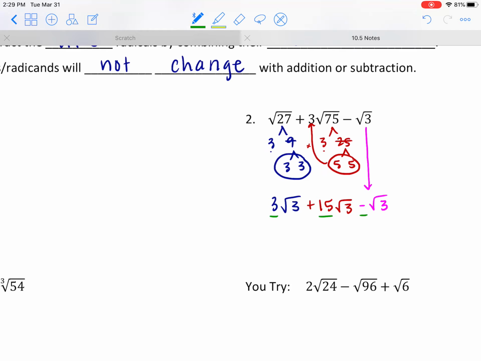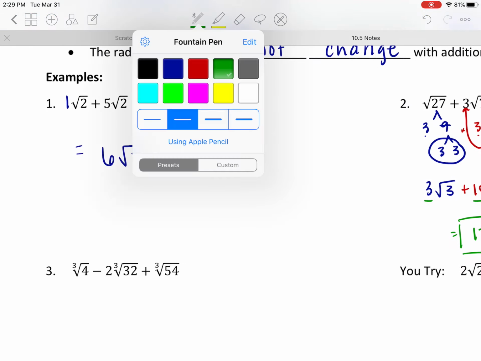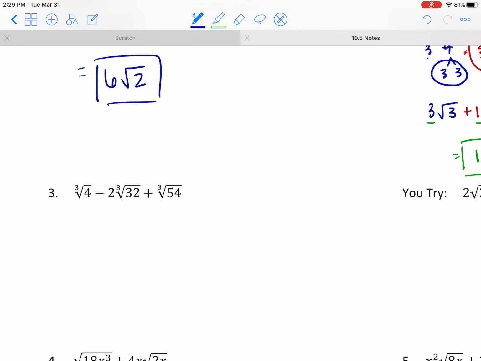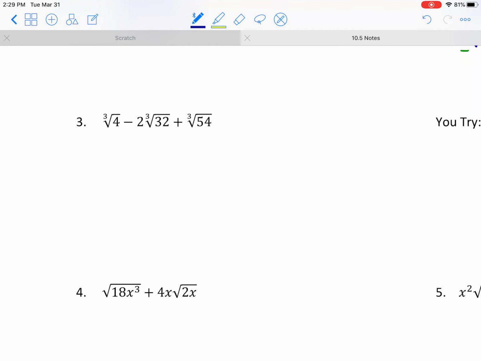So if I have 3 radical 3s here, and I add 15 more, that's 18 radical 3s. Then I take this 1 away, so 18 minus 1 is going to leave me 17 of the radical 3s. Okay, and that's why I chose to box that one and not this one.